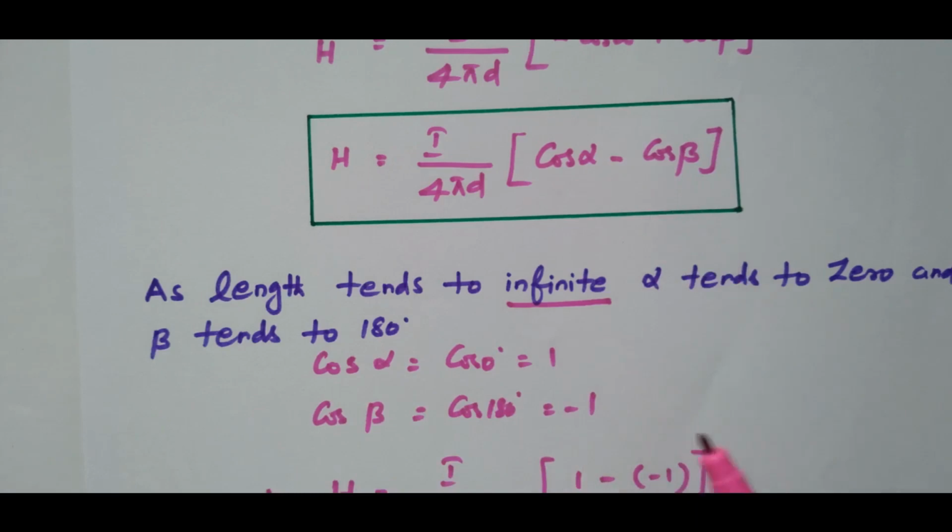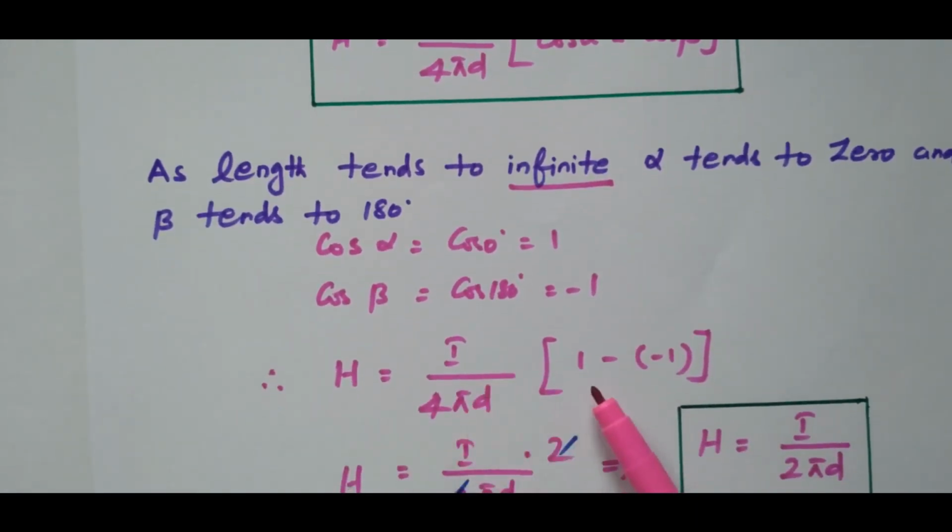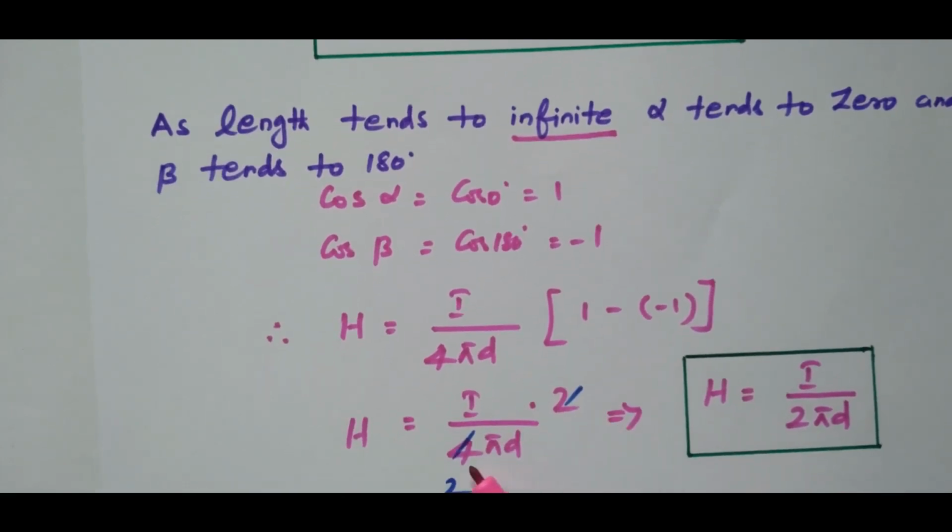We can substitute here. H equal to I divided by 4 pi d into cos alpha 1 minus minus 1. Already one minus is there. So it becomes plus 1 plus 1, 2. So it becomes 2. Already here 4 is there. While cancelling it becomes 2. I divided by 2 pi d. Right? If the length is infinite, after substituting alpha approaching 0 and beta approaching 180, what we got?